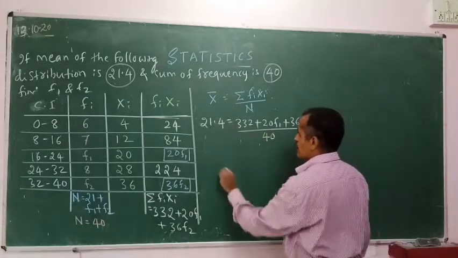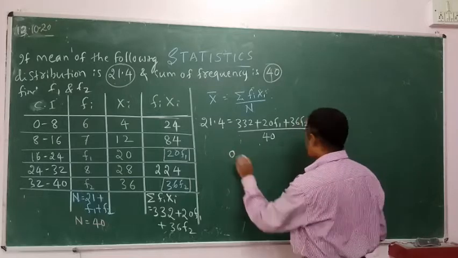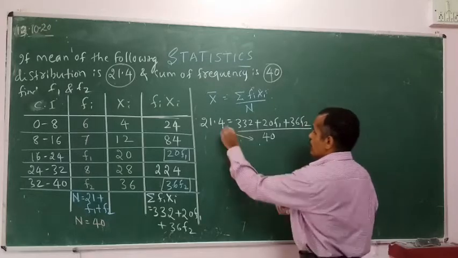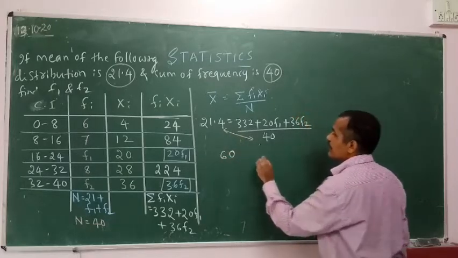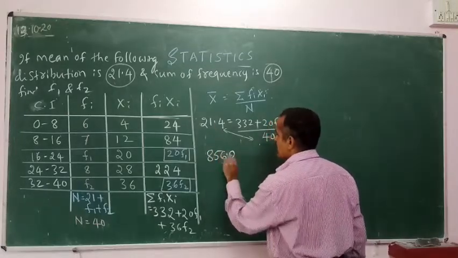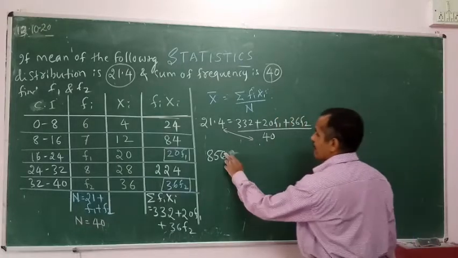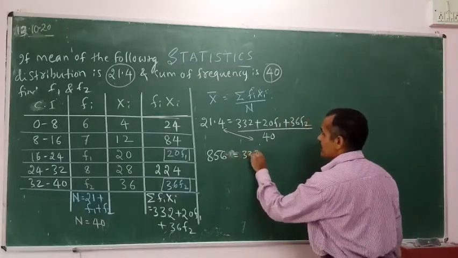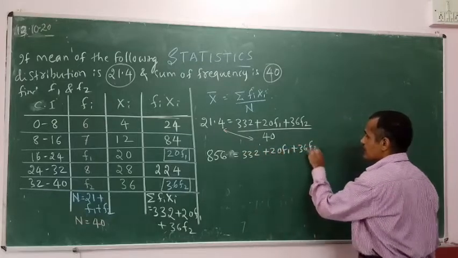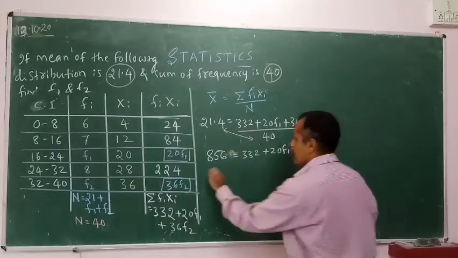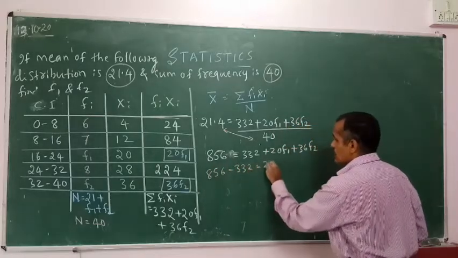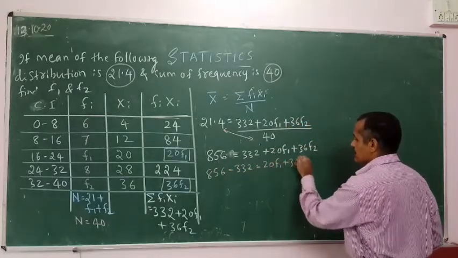Cross multiply. 21.4 times 40: 4 fours are 16, carry 1, 4 ones are 4 plus 1 is 5, 4 twos are 8, so 856. 856 is equal to 332 plus 20 f1 plus 36 f2. Shift it to the LHS: 856 minus 332 is equal to 20 f1 plus 36 f2.